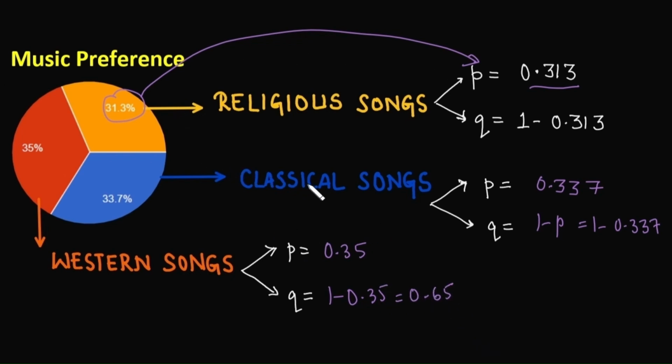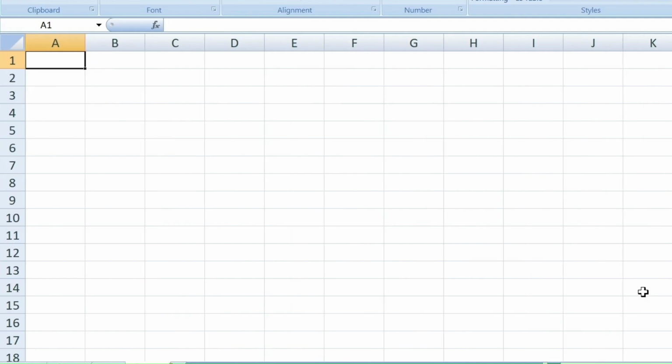Now we will create a binomial distribution for the preference of the religious song first in Excel, taking the number of trials equal to 15. In this case, the probability of success is 0.313. First we will define the random variable x. For that we take the number of trials, in our case n is equal to 15. We will begin by entering the trials in the first column, column A of Excel. To do that, select the cell A2 and enter 0, and then select the cell A3 and enter 1.